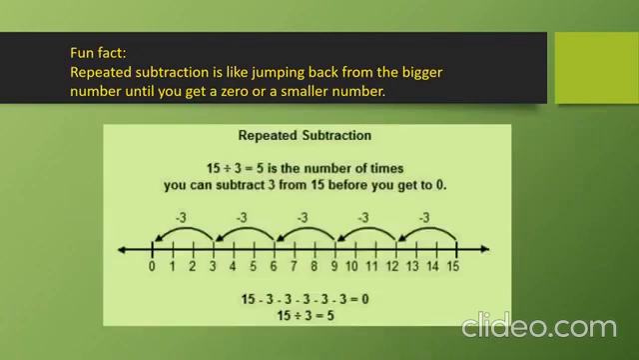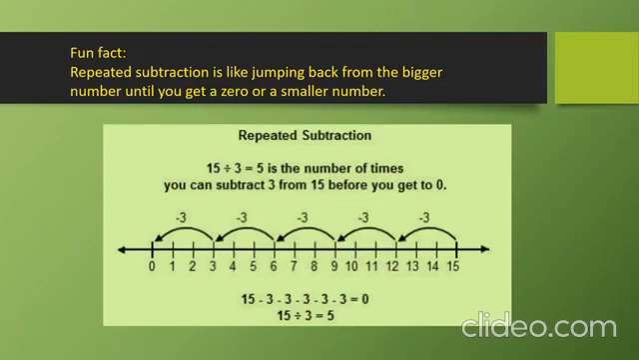For repetitive subtraction or repeated subtraction, we can use the number line. For example, 15 divided by 3 is the number of times you can subtract 3 from 15 before you get to 0. So 15 divided by 3 equals 5 is the number of times you can subtract 3 from 15 before you get 0.